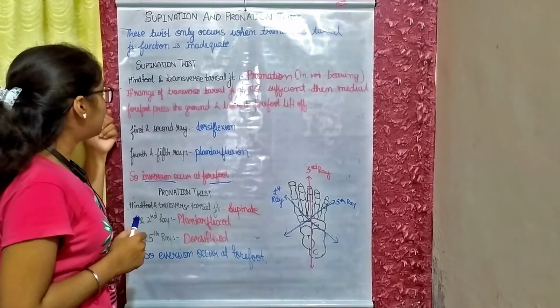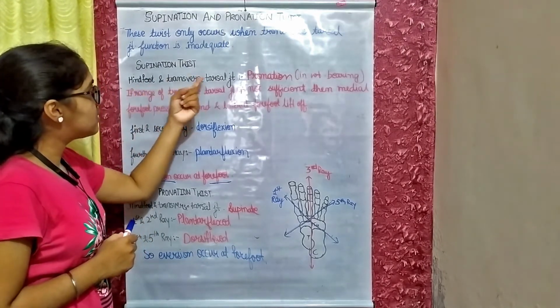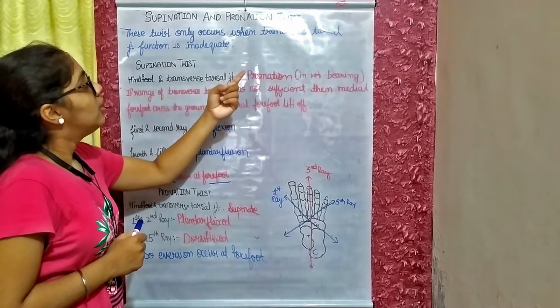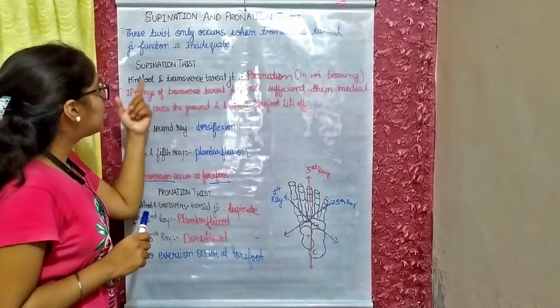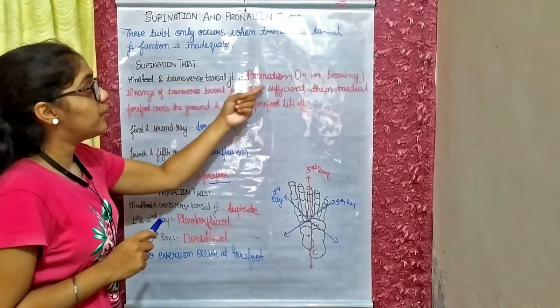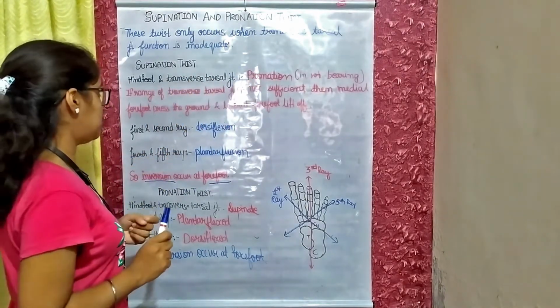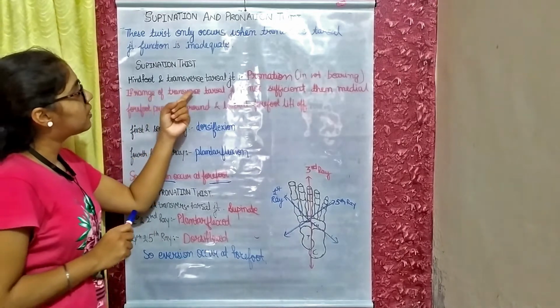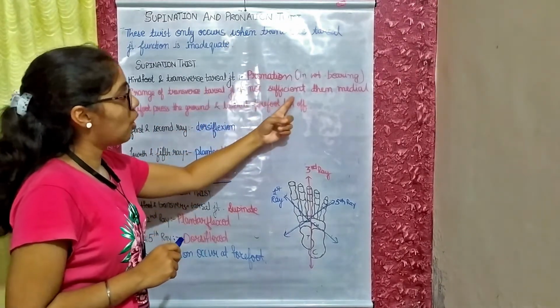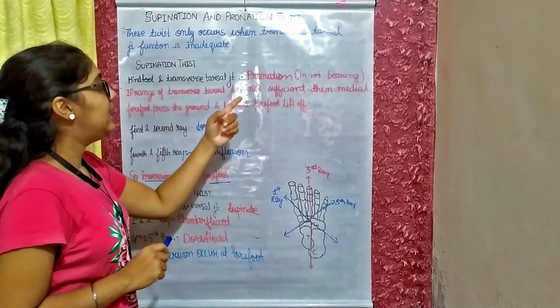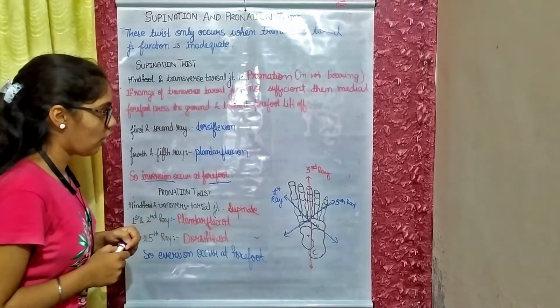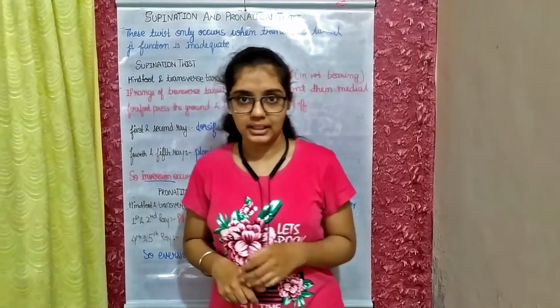In supination twist, the hind foot and transverse tarsal joint are in pronation position. First of all, the hind foot and transverse tarsal joints do pronation in weight bearing position. But if the range of transverse tarsal joint is not sufficient, then the medial forefoot presses the ground and the lateral forefoot lifts off. I am going to show this practically.